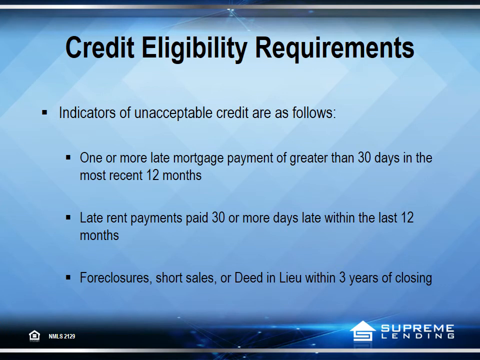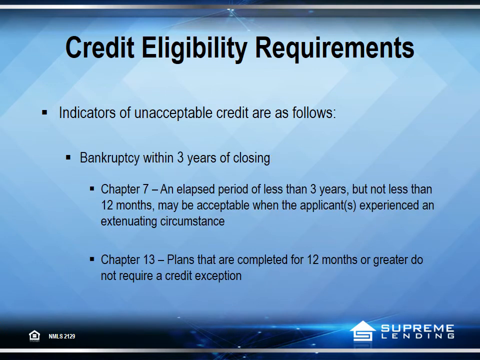Some indicators of unacceptable credit risk are one or more late mortgage payments of greater than 30 days in the most recent 12 months, late rent payments paid 30 or more days late within the last 12 months, foreclosures, short sales, or deed in lieu within 3 years of closing, a bankruptcy within 3 years of closing.